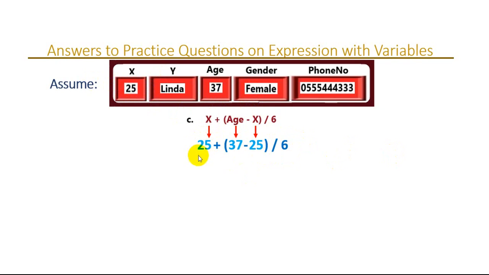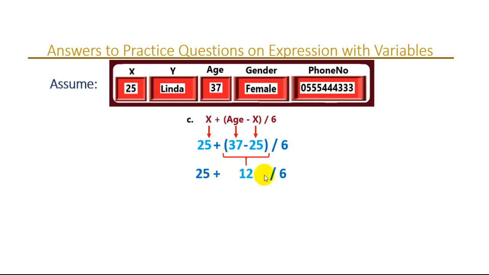Now we go to the solving part. How do you solve this? We have plus, minus, brackets, division. Brackets have to be done as the highest priority, so we do this first. 37 minus 25 is 12. Then we put the rest of the equation here: 25 plus 12 divided by 6. This whole bracket has become 12.